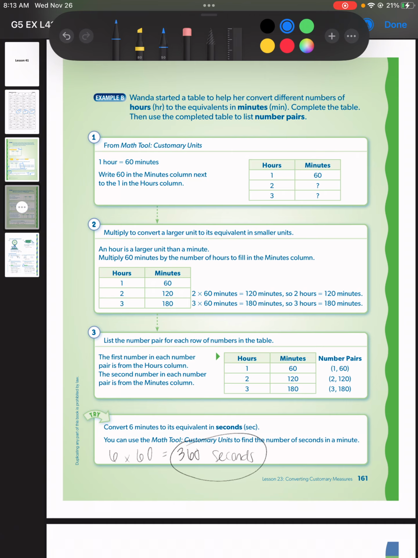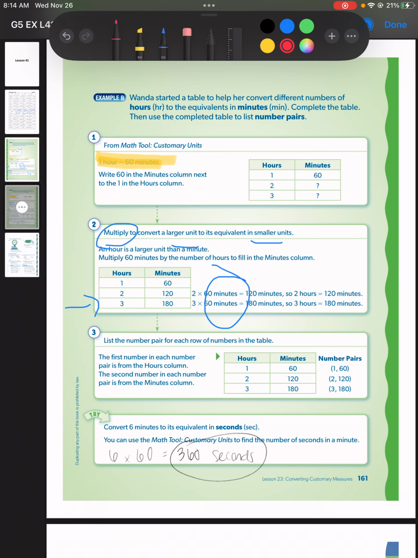And we use that to move to example B. Step 1 of example B shows that students are converting between hours and minutes. So it tells them that 1 hour equals 60 minutes. In step 2, again, they're reminding them that since we're converting from a larger unit to a smaller unit, we multiply. Because I know that there are 60 minutes in 1 hour, I can use that to multiply by all the other numbers of hours to determine the number of minutes.